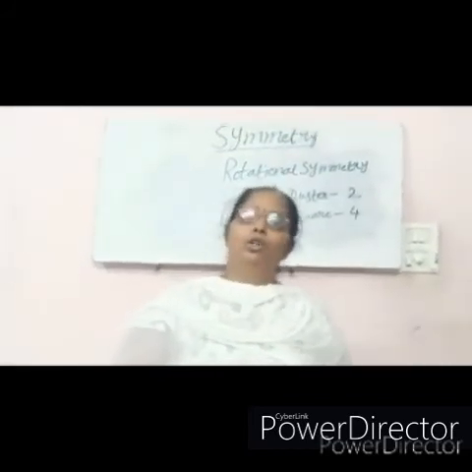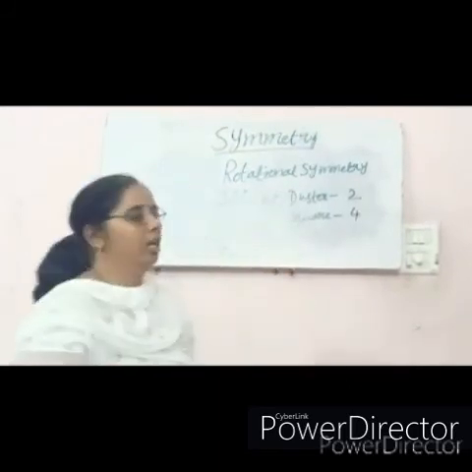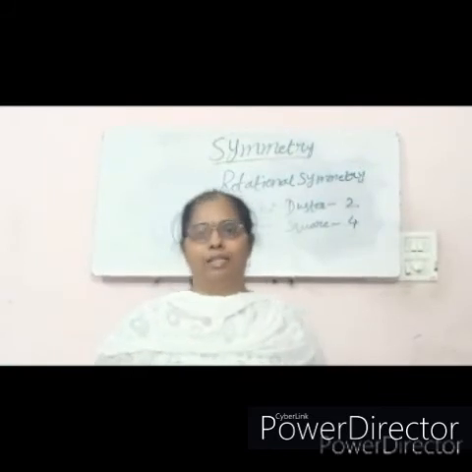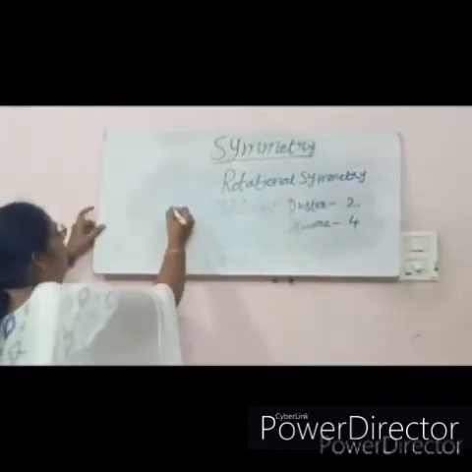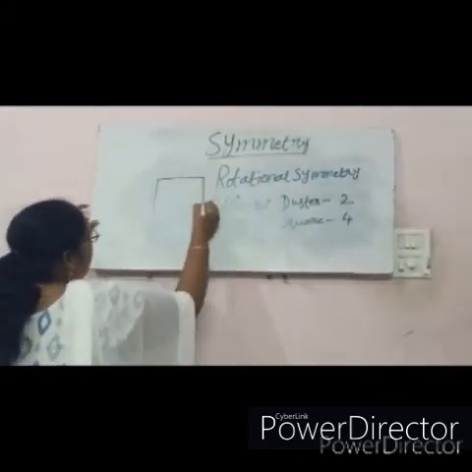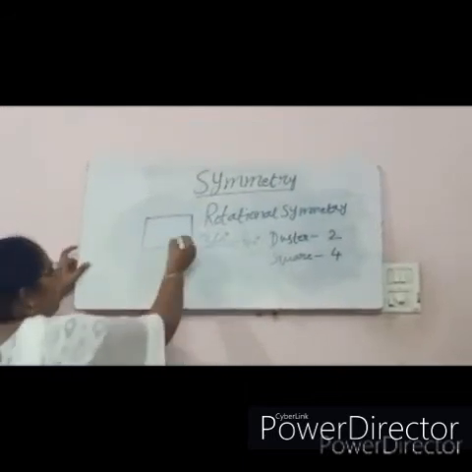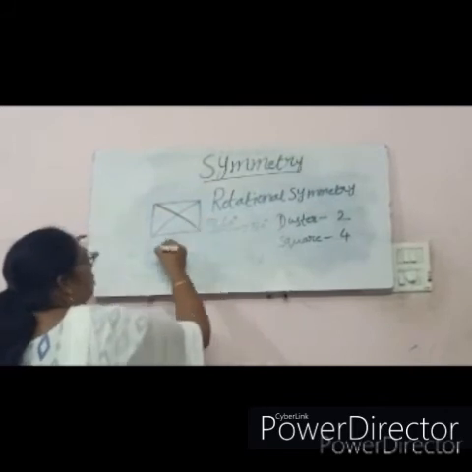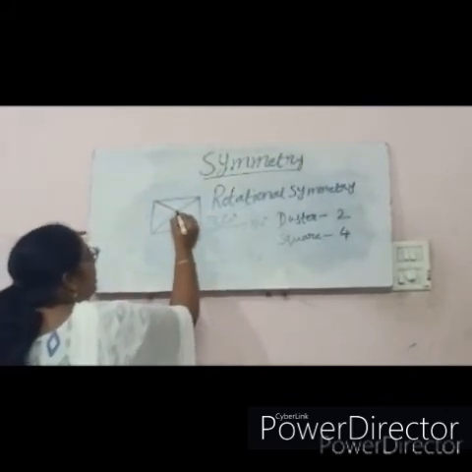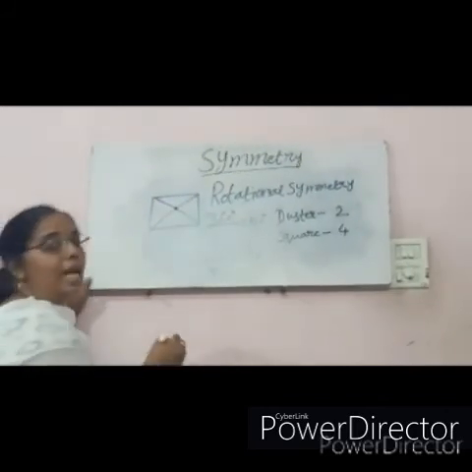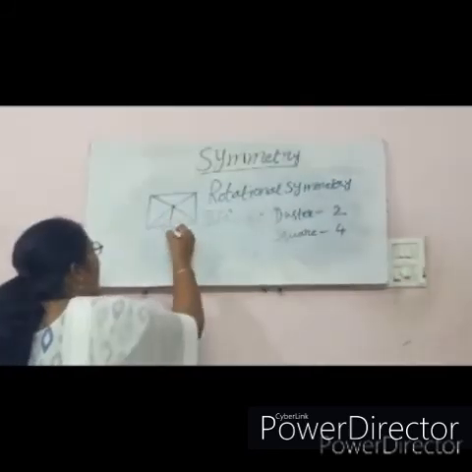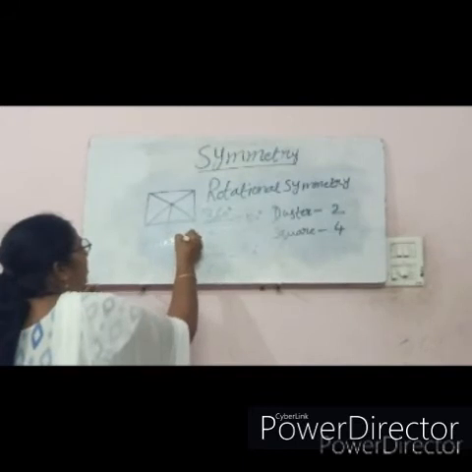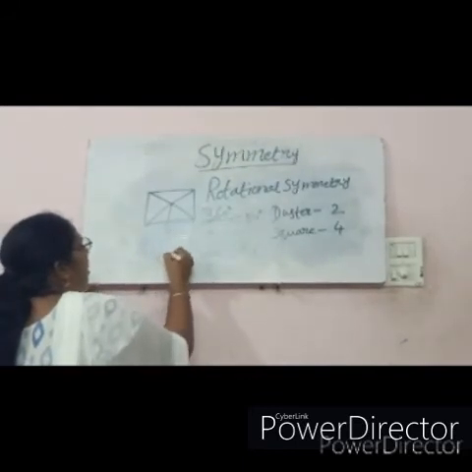Now, I told you about the center of rotation. So how will you find the center of rotation? Where does it lie? See, for example, if I draw a square like this, and if I join these diagonals, the center where the diagonals meet is called the center of rotation.